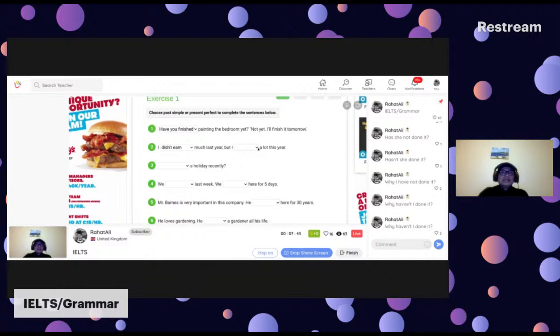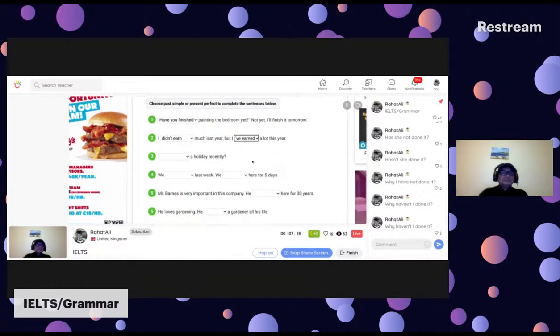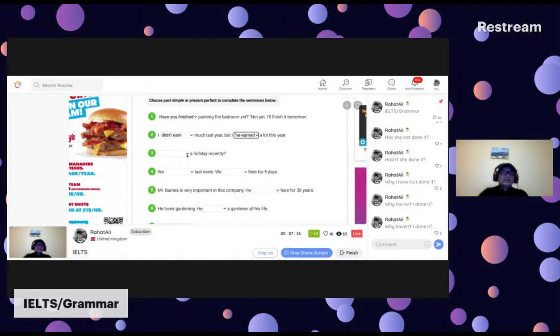But I have earned, or I earned a lot this year. Look, the signal word this year. This year is up to present time, so it should be present perfect. This part.